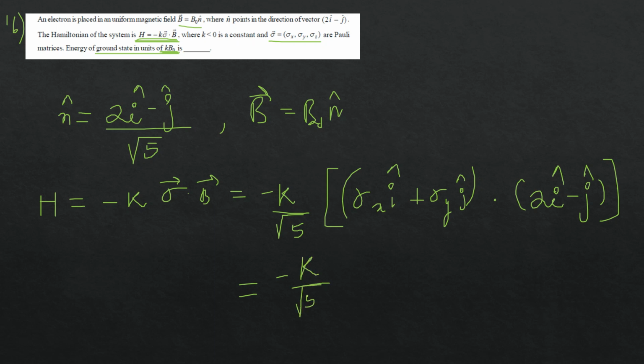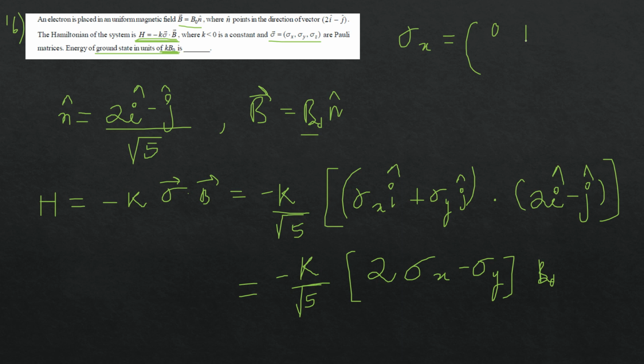So this becomes minus k by root 5 times 2 sigma x minus sigma y, and this is your B naught. B naught was there, so B naught will be there. Now what we know, sigma x is 0 1 1 0, which we have discussed in the previous class, and sigma y is 0 minus i, i 0.